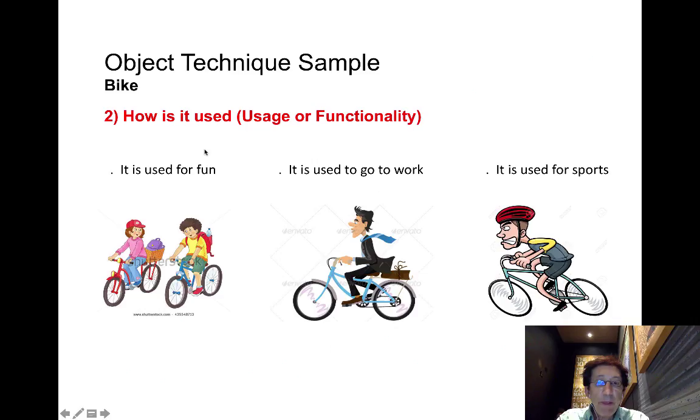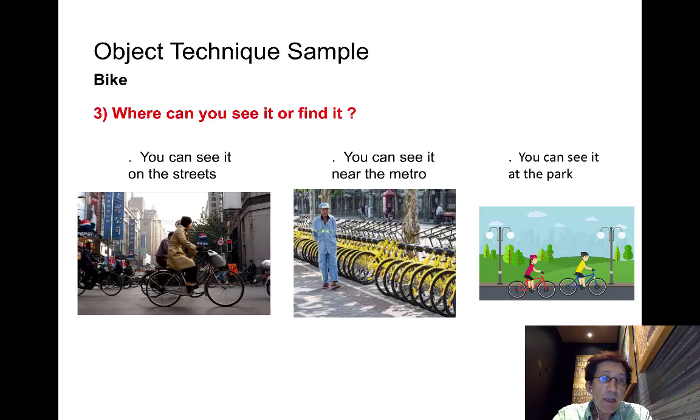Okay, go to the next page, page 10. It can be used for fun. It is used to go to work. It is used for sports, right? Yes. Okay, and then the next page, where can you see it or find it? You describe the pictures. You can see it on this. I can see it on the street.